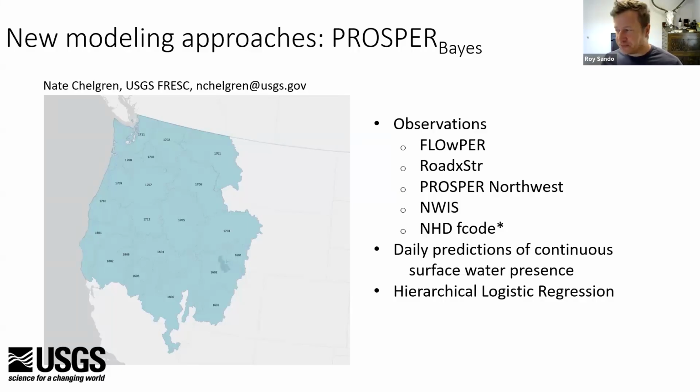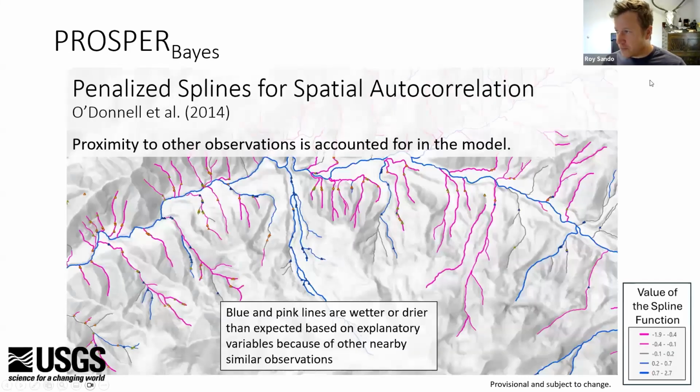So what Nate has been doing is using those observations and all the observations we have available, including our citizen science app, Floper and Roadster, our Prosper Northwest predictions, our stream gauging network. He takes all of those and then conditions the prior probabilities for his Bayesian model based on those observations. He also incorporates spatial autocorrelation. So essentially where we have data, he penalizes locations for being closer to other observations.